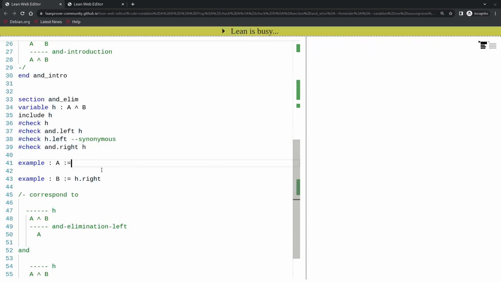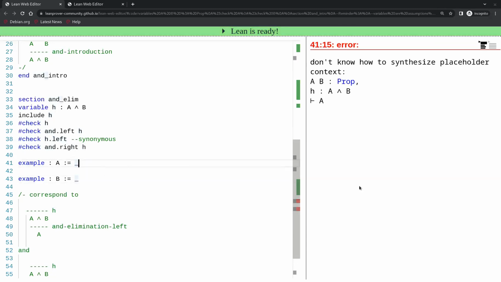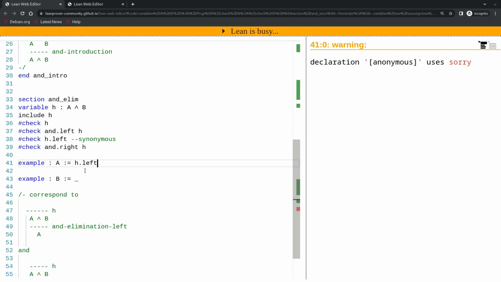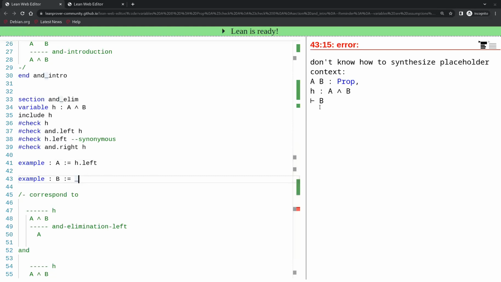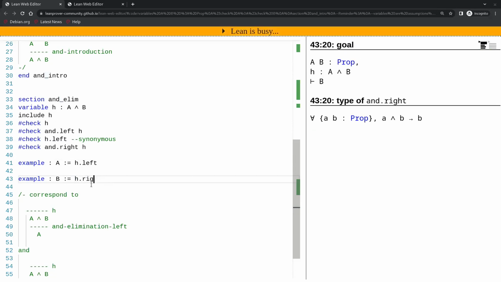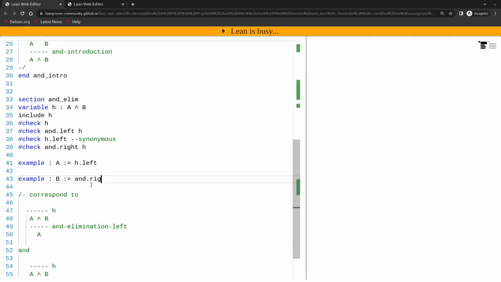So again, what does this look like in an interactive proof scenario? Suppose our goal is to prove A, and for some reason we know that we have a proof H of A and B. Well, then we can just write H.left here, and the proof is done. Similarly, if we aim to prove B and we have a proof of A and B, then we can extract from this proof H of A and B the proof of B with H.right or and.right of H.